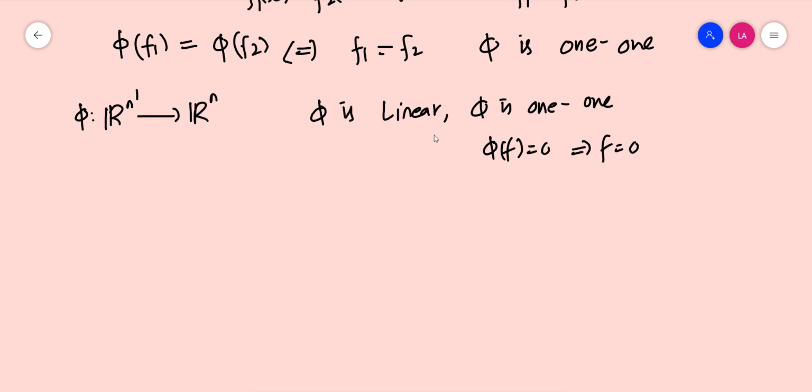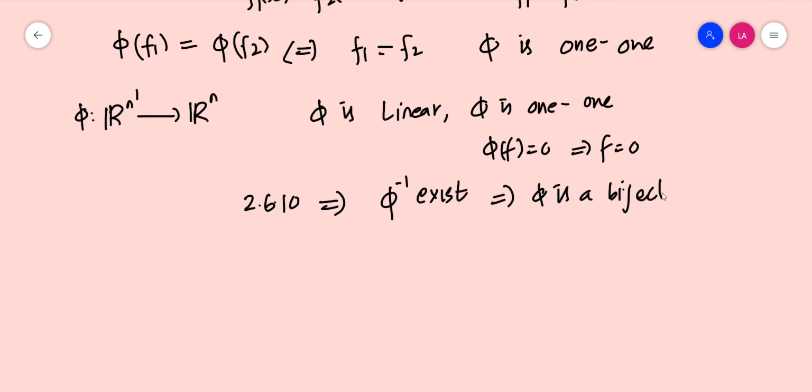So, since phi is linear, by theorem 2.6.10, we have phi inverse exists, which means that phi is a bijection. Every linear operator from a normed space x onto a normed space y, which is linear as well as 1 1, which means that the null space consists only of the 0 element, has an inverse. So, phi is a bijection; the inverse exists if and only if it is a bijection.